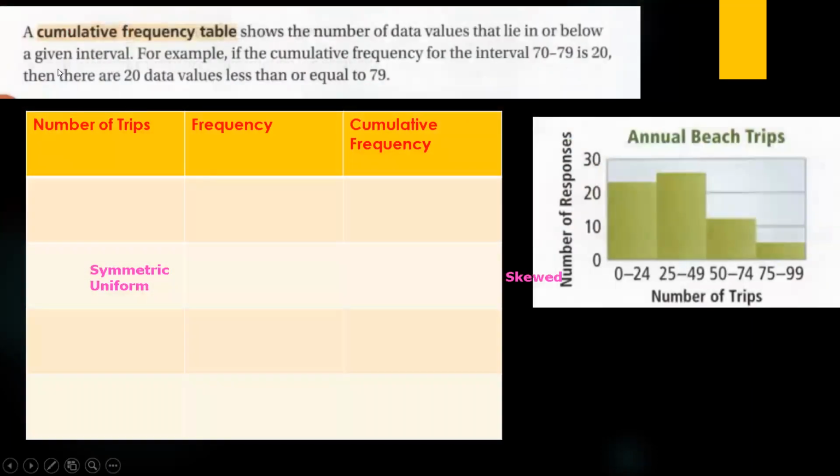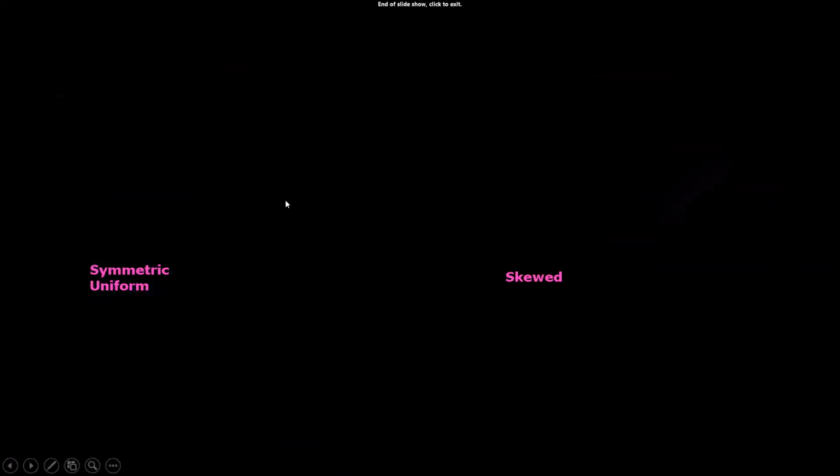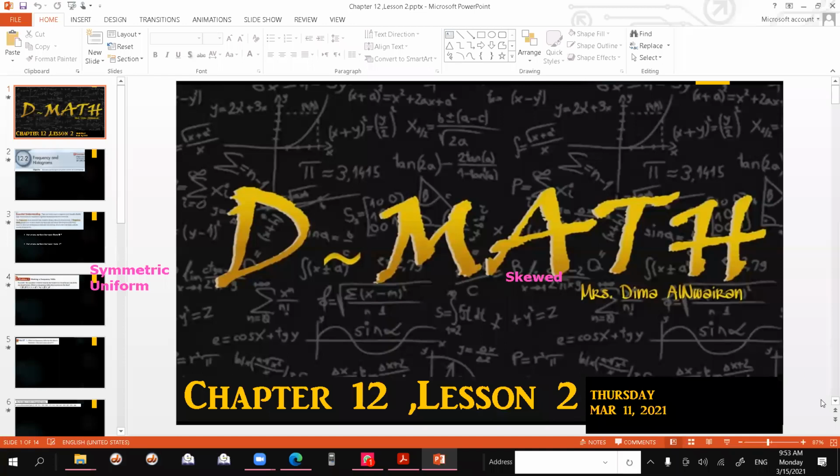Is it clear? Yes, Miss. Okay. Now this is our lesson. It's finished. Tomorrow, inshallah, we are going to talk about the cumulative frequency table. It's very easy. You just solve one example related to it.